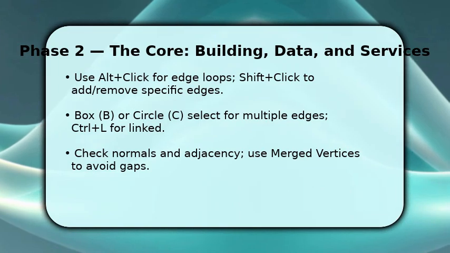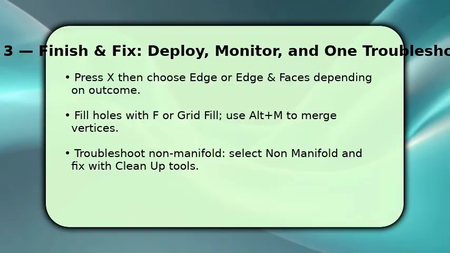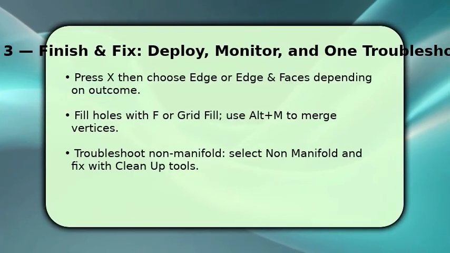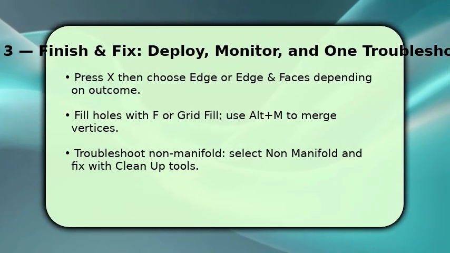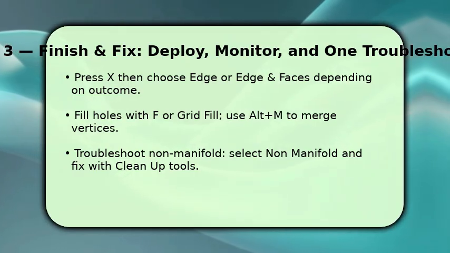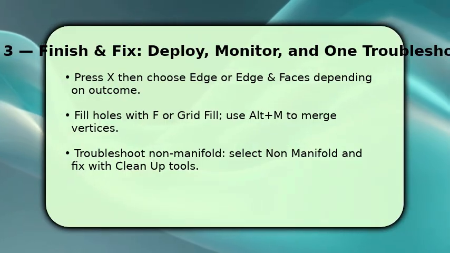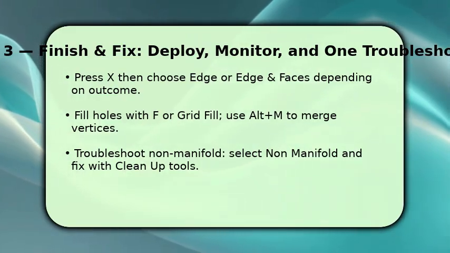To remove edges, press X and pick edge, or choose edge and faces if you want adjoining faces removed as well. The choice matters because it changes topology. Once deleted, fill gaps with F for a single face or grid fill for complex holes. Merge any stray vertices with Alt+M to maintain clean topology.